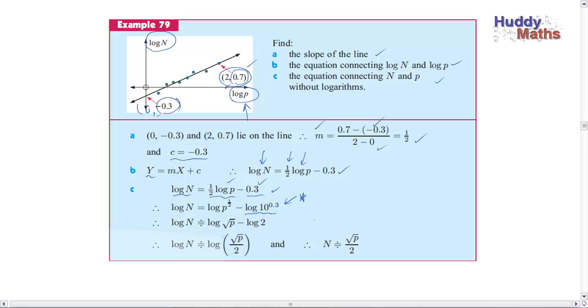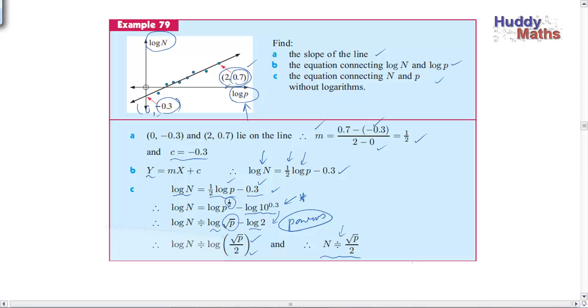The power you raise 10 to get that number. Okay, so now we can change that to a number. We can also say it's log of p to the half, so that's the log of root p. Okay, so we've got to know those log rules. That's a log minus a log, so that's a division, isn't it? Subtraction of logs means a division there. So n is approximately root p over 2. It's all approximately because of our reading off from the graph and from the approximate position of the straight line.